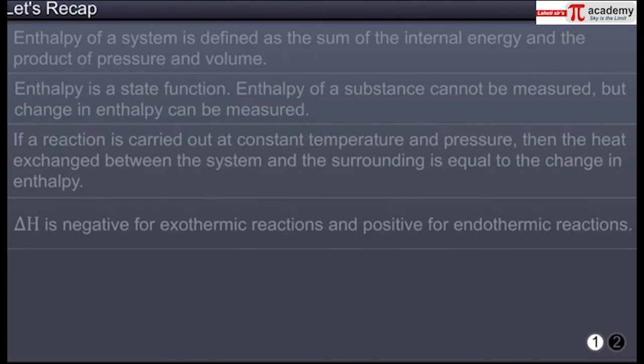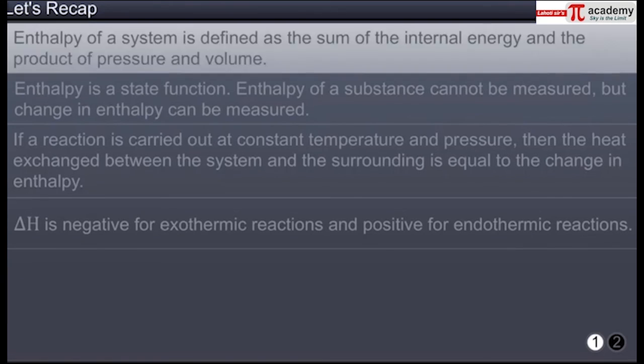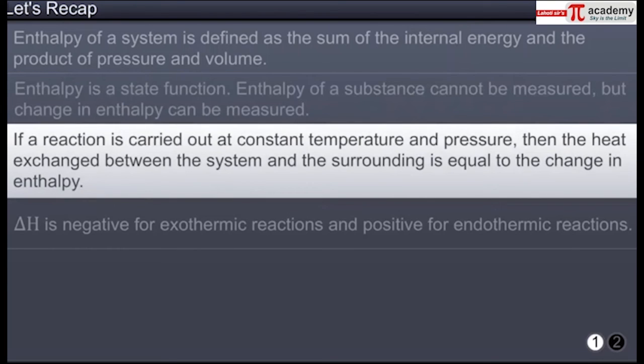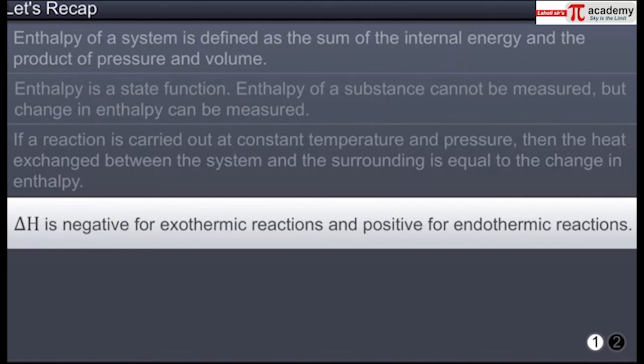You have now reached the end of this module. In this module, you learned that enthalpy of a system is defined as the sum of the internal energy and the product of pressure and volume. Enthalpy is a state function. Enthalpy of a substance cannot be measured, but change in enthalpy can be measured. If a reaction is carried out at constant temperature and pressure, then the heat exchange between the system and the surrounding is equal to the change in enthalpy. Delta H is negative for exothermic reactions and positive for endothermic reactions.